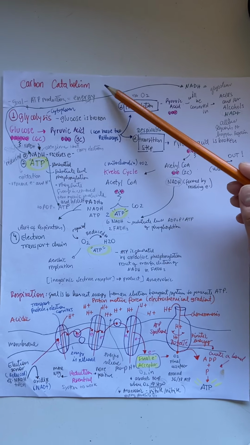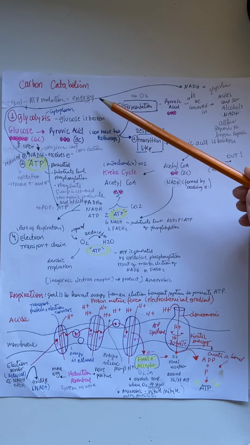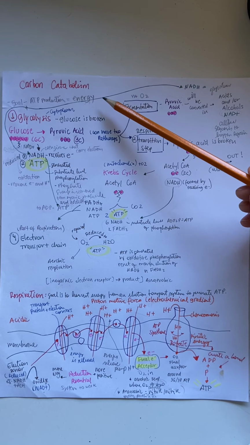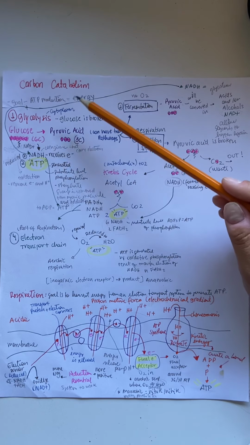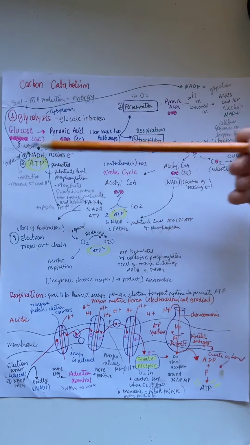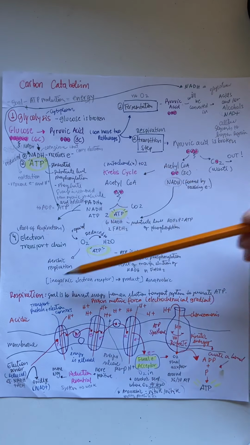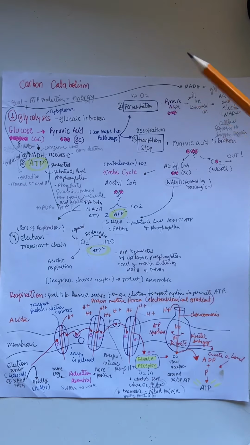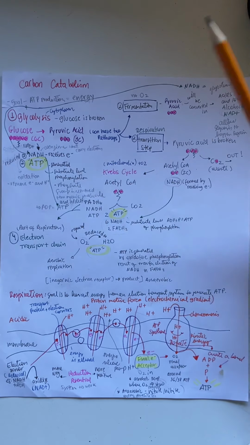So today I'll be talking about carbon catabolism, and the goal of this process is to produce ATP. This process can be broken into three parts: glycolysis, the Krebs cycle, and the electron transport chain. This process is carried out by carbs. They are the major source for a lot of chemoorganotrophs, and glucose is the most preferred carbohydrate. That can be broken into pyruvic acid by a process called glycolysis.